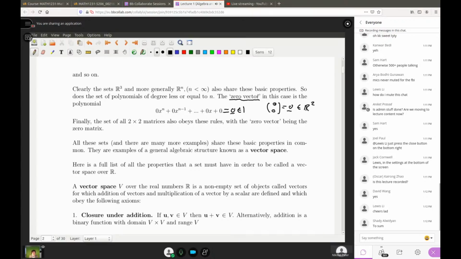We denote the space of polynomials P of degree n with real coefficients. So it looks like that.